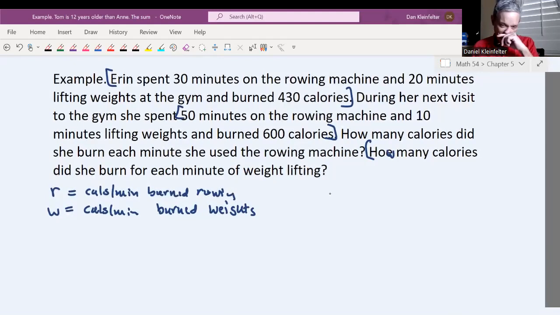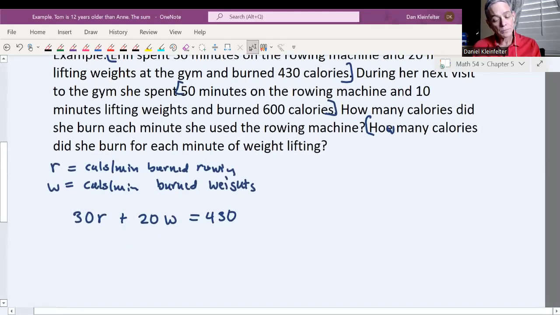Okay, so let's see if we can take that first fact, the first day that Erin went to the gym, and turn that into an equation. She spent 30 minutes on the rowing machine, so the calories she'll burn is 30 minutes times R calories per minute. And then 20 minutes doing weights, and there she ended up burning 430 calories.